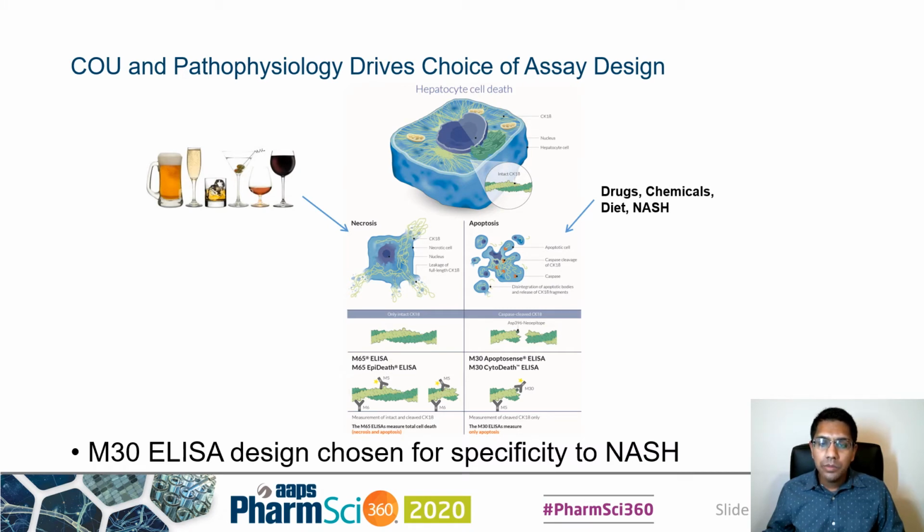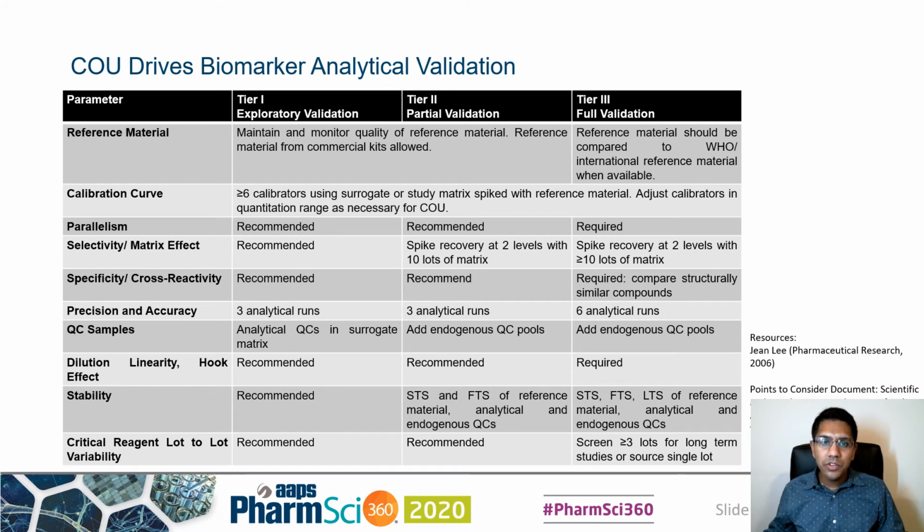We wanted a biomarker specific to apoptosis that is specific to NASH, as opposed to a CK18 release from necrosis from alcoholic liver diseases. That's why we chose the M30 Apoptosense ELISA that measures the CK18 fragment that is only formed during apoptosis. The next step after a biomarker is chosen is to analytically and clinically validate the biomarker of interest.